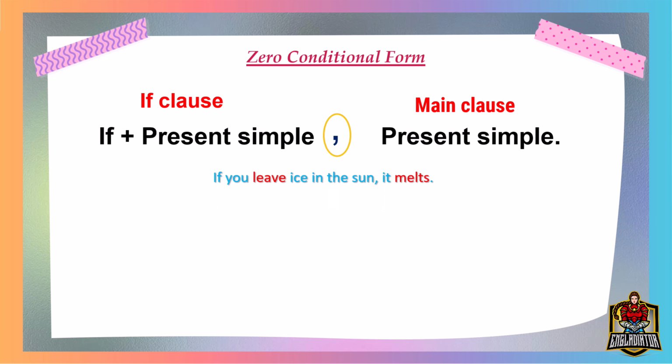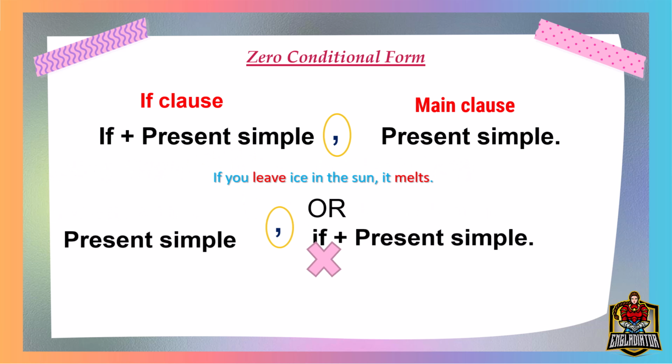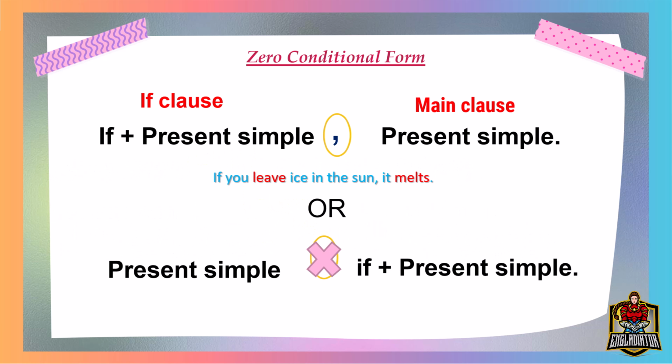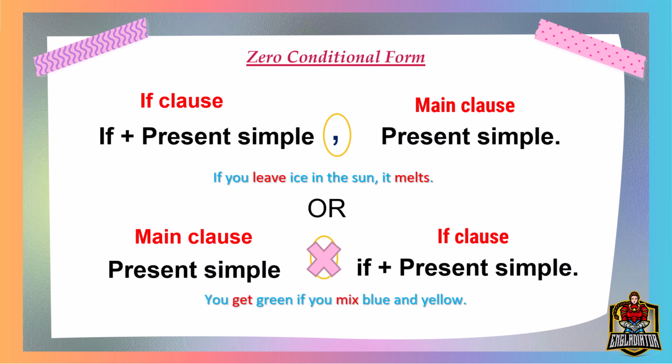For example, if you leave ice cream in the sun, it melts. We have another option that we can start with the main clause followed by the if clause, but in that case, we have to omit the comma in the middle. For example, you get green if you mix blue and yellow.